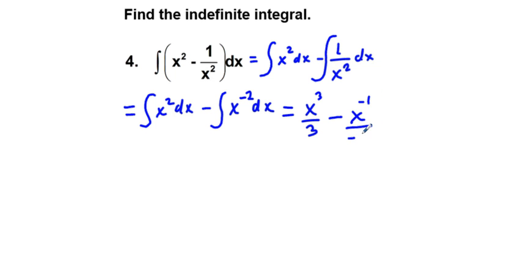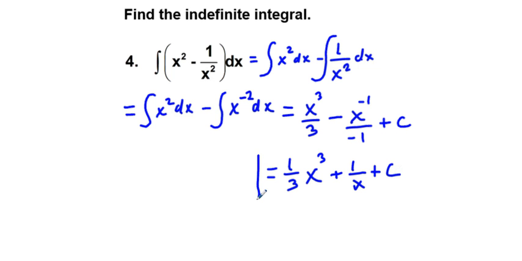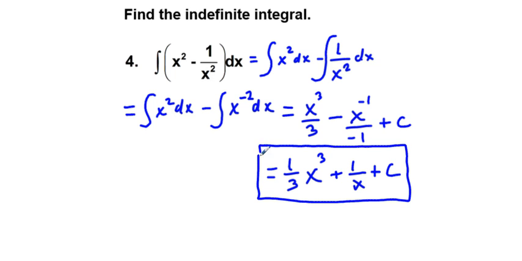and we're going to be dividing by negative 1 plus our constant of integration c, and what we have is 1/3 x cubed, and we have the negative, minus divided by negative 1 is going to end up being plus, and this x to the negative 1 power is going to be 1 over x plus our constant of integration c. So there we have problem number 4 worked out.